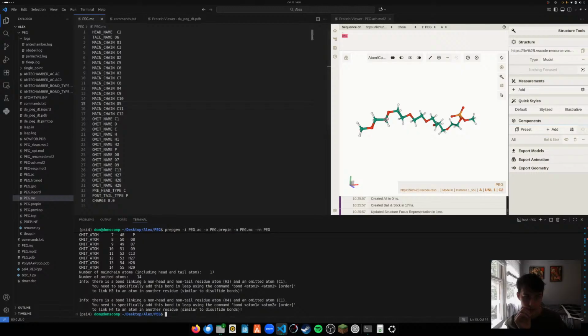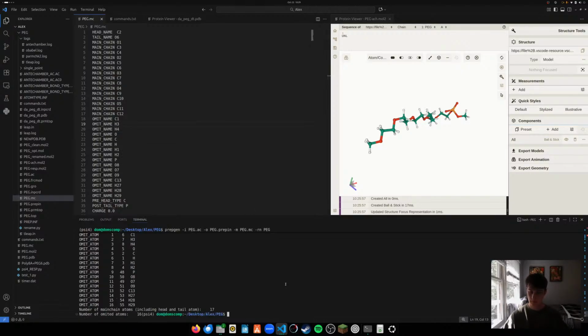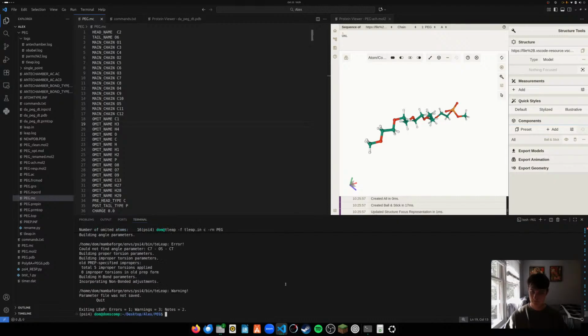What am I doing wrong here? This is the main chain. Omit name, the pre-head is C1. Name O. Oh, we gotta exclude these items now. H3 and H4. We're still getting this error.